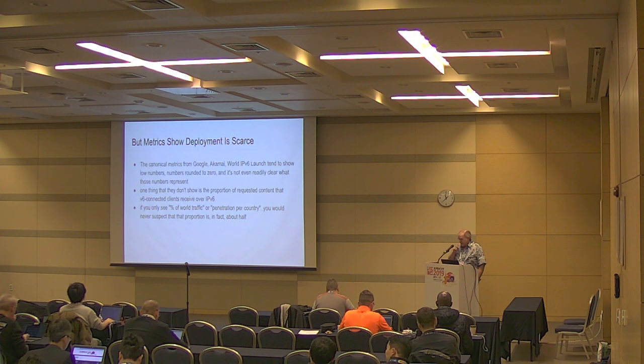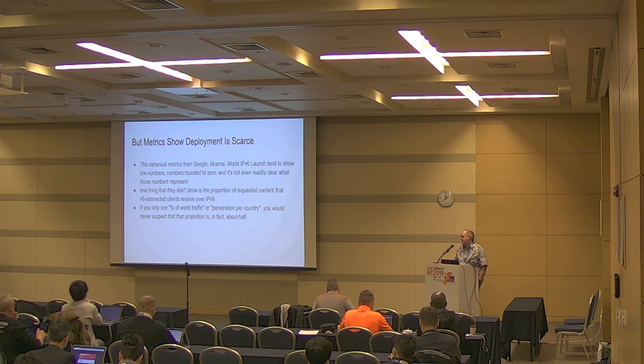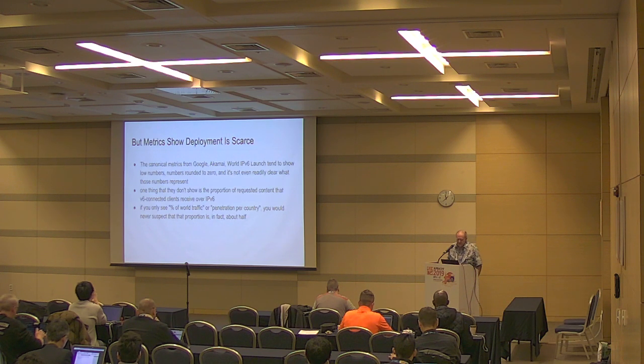And I'm a little frustrated with metrics. The metrics that people see, the metrics that journalists cite on the internet. What you see is a lot of maps that show almost nobody is deploying IPv6, and a lot of percent-of-world-traffic graphs, and a lot of numbers that are rounded to zero.